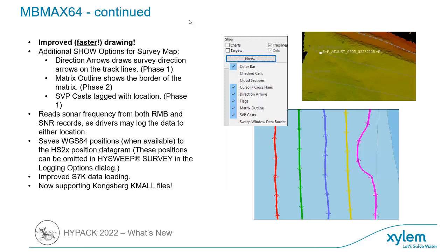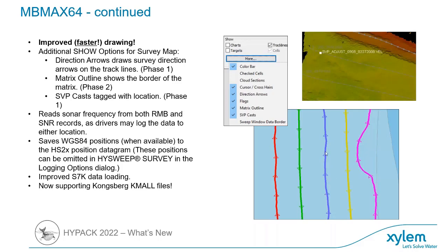Some more stuff in MB Max 64. A big one was that Combac's been working in there to improve the drawing, much faster drawing, loads the data quicker, just draws faster. Changed some of the options in here, the show options. We've added a few more, like the direction arrows in here.